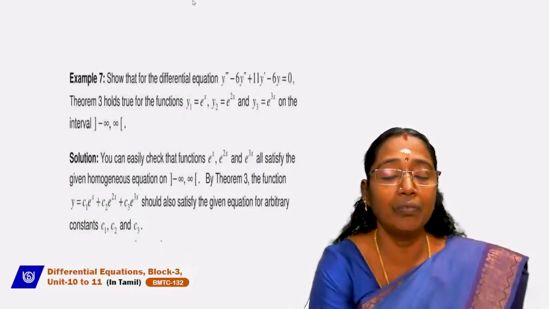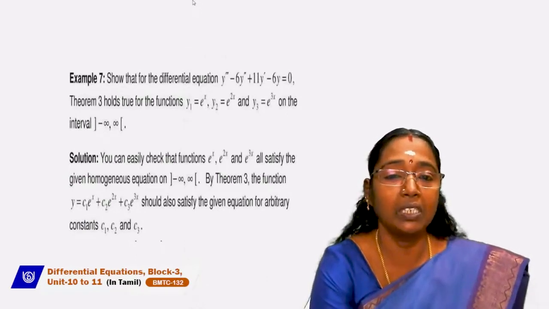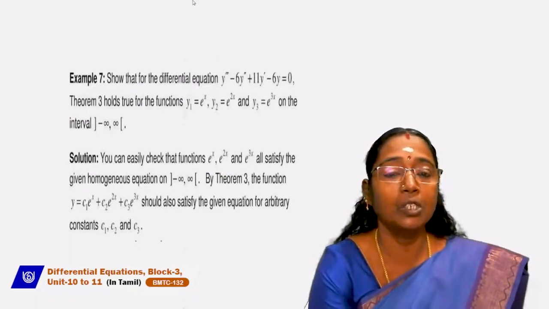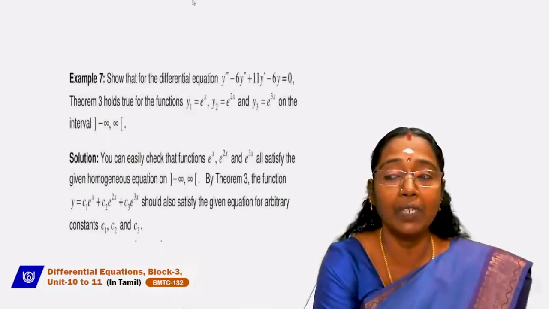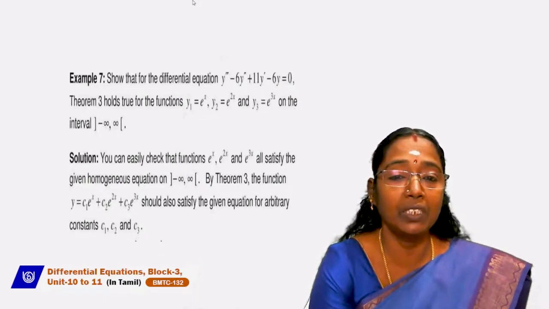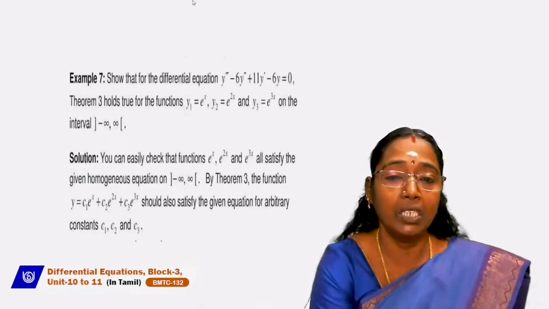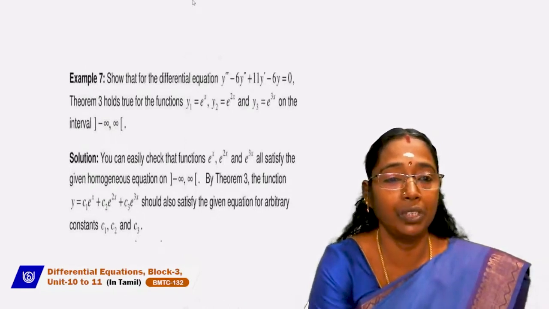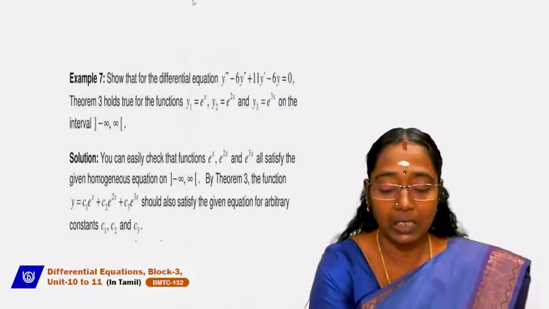So if three individual functions, namely e power x, e power 2x, e power 3x, satisfy the given differential equation, namely y triple dash minus 6y double dash plus 11y dash minus 6y equal to 0, then the corresponding linear combination, once again I insist on the same point, namely c1 e power x plus c2 e power 2x plus c3 e power 3x, also satisfies the given differential equation. That is the main concept we are concentrating on in this section.